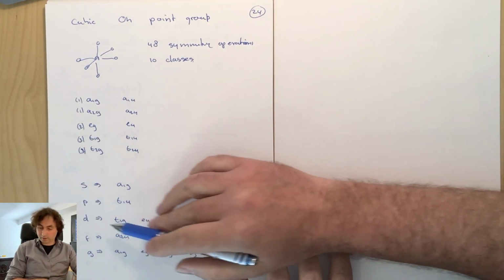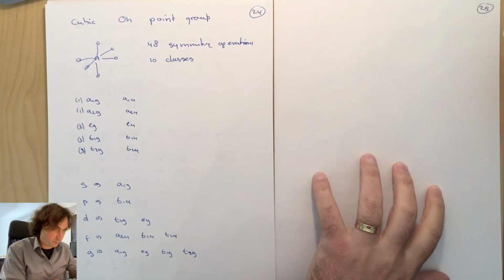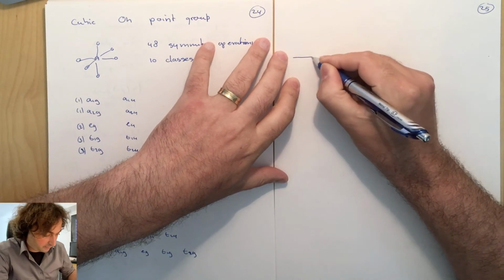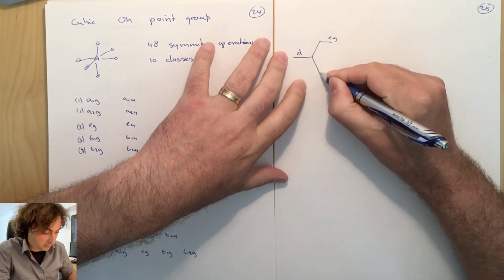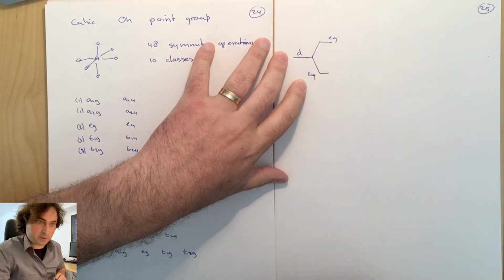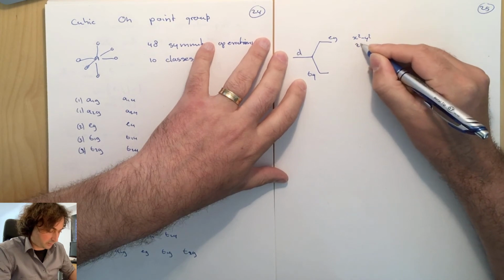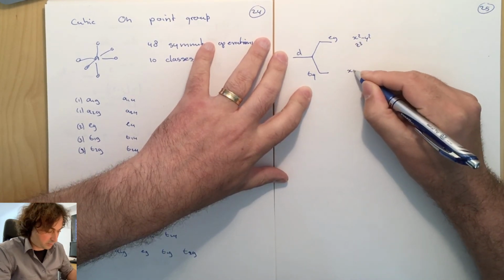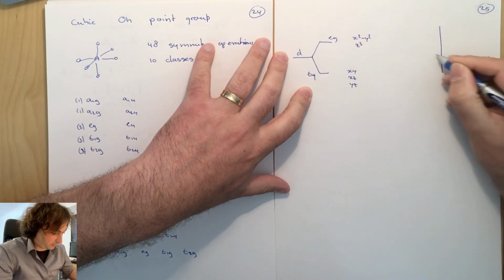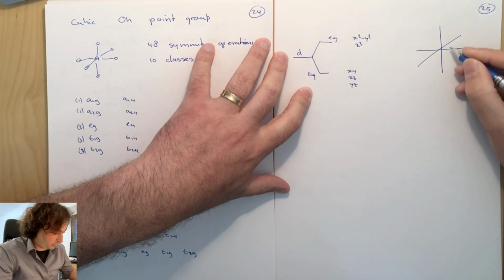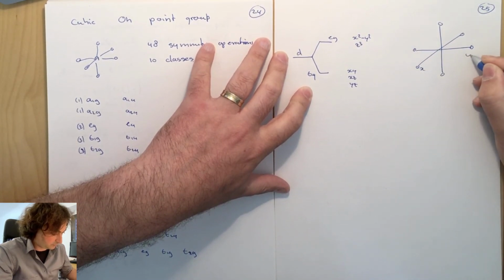Well, your d shell immediately branches into two states. So if we look at our d orbital in cubic symmetry, then we get Eg and T2g orbitals. The Eg orbitals are x squared minus y squared and z squared, whereas the T2g are xy, xz, and yz, when we have cubic C4 axes along the x, y, and z directions.